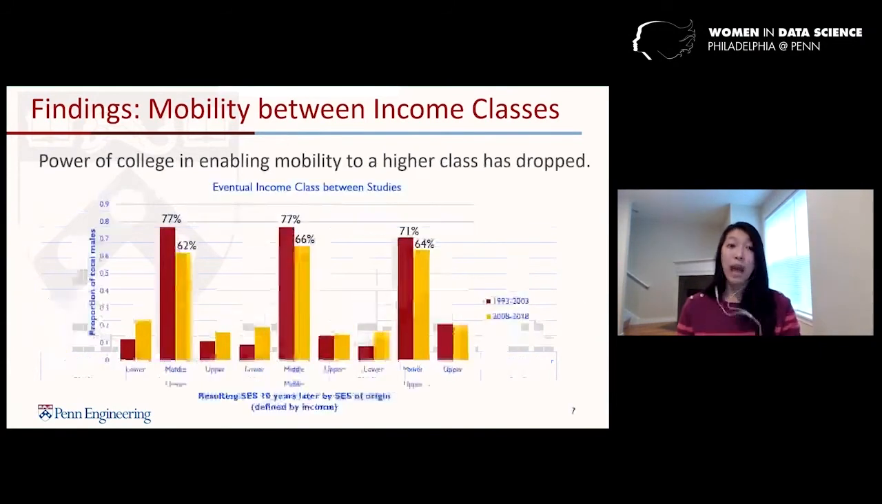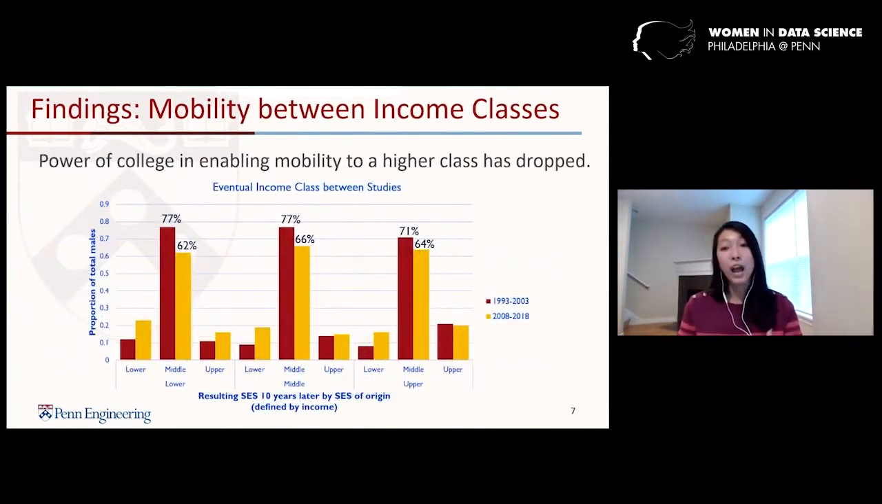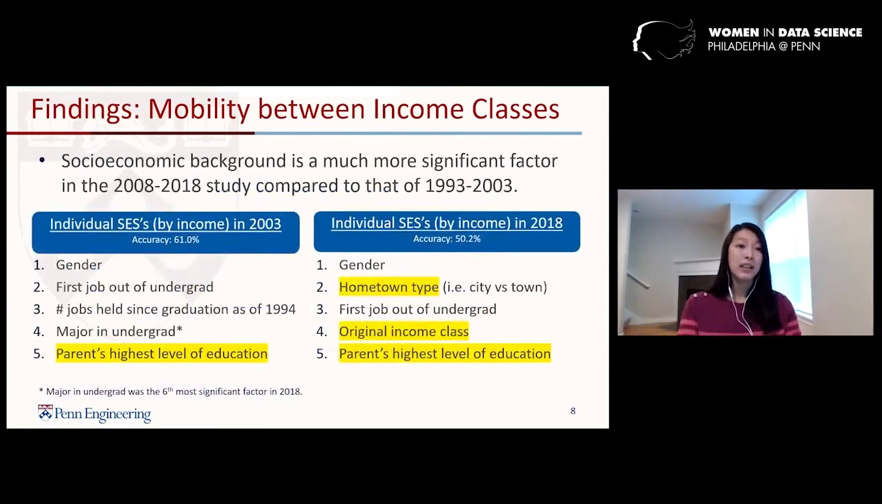We'll also note that the power of college in enabling mobility to a higher class has also dropped. And you can see that right here in that about 77%, 75% of students who just attained a college degree in the lower and middle classes ended up at least in the middle class, but that's dropped to less than 70%, to about 64% in the latter study. So what does this mean? So we note that socioeconomic background is a much more significant factor in the 2008 to 2018 study compared to that of 1993 to 2003.